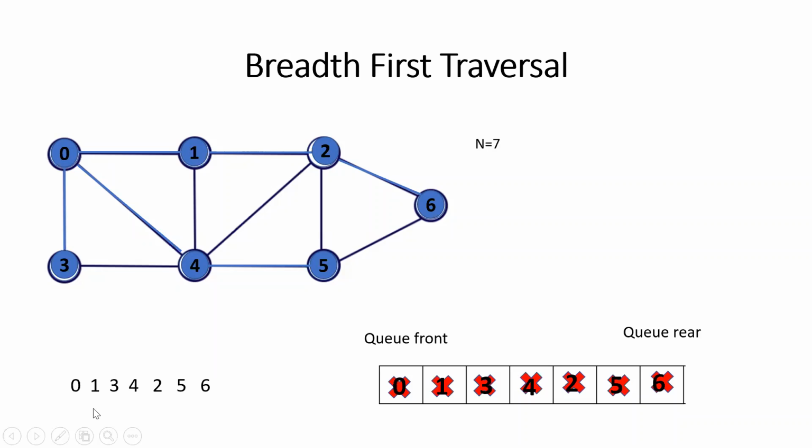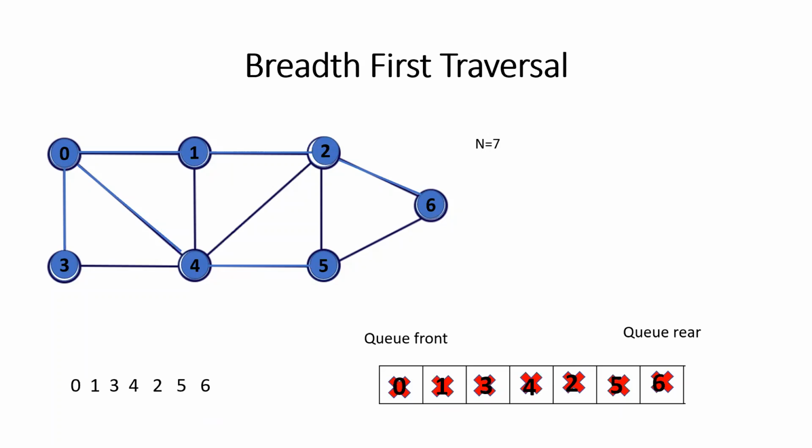When we were visiting, I was writing down the order of traversal, though I was not showing it in between. Even if you look at the queue, it is 0, 1, 3, 4, 2, 5, 6. So this is the order of traversal. Is it clear? If you want, I'll explain one more.